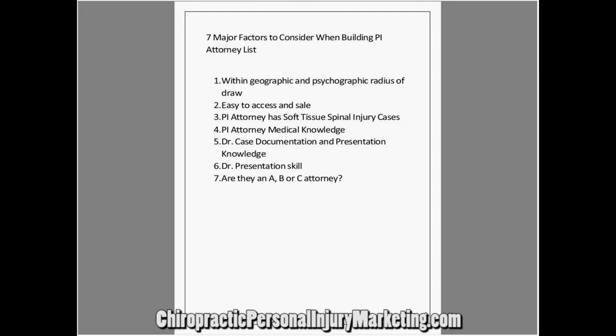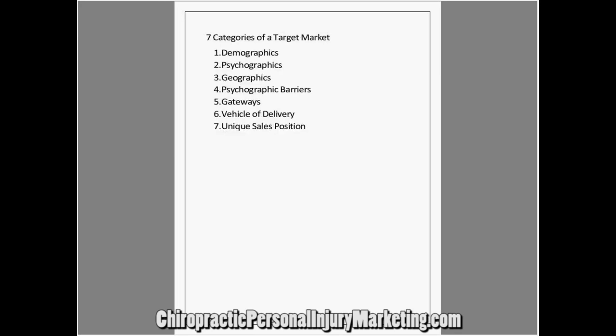And then the next, are they an A, B, or C attorney? When we say A, B, or C attorney, what are we really talking about? What we're really talking about is this: do they fit into one of these categories right here? That's it. When we say A, B, or C attorney, this is what we're talking about. We're just trying to narrow it down into better demographics, psychographics, geographics, psychographic barriers, gateways, vehicle delivery, unique sales positions. So we're just trying to simplify it. That's all we're trying to do.